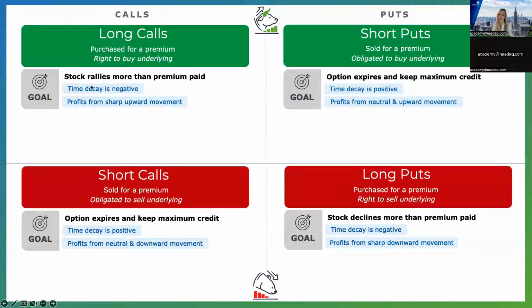It's positive for short options. So that's what I want you to take away from that, as well as understanding that long calls and short puts are bullish, short calls and long puts are bearish. And this is all on an individual basis. And today we're going to talk about layering them together and looking at that directional bias and how to use that with the Greeks. But this is the introductory foundational elements that you need to know before we move on.